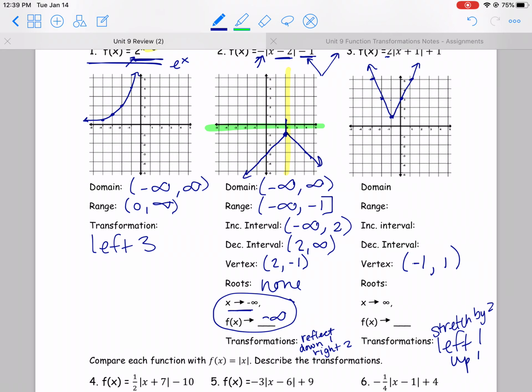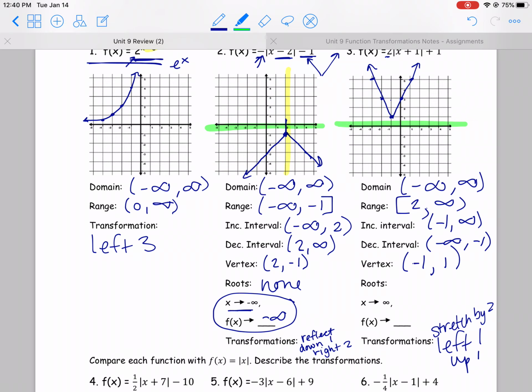Okay, domain and range. This is pretty straightforward. Domain is everything again, left to right. Low to high, nothing starts until right there. So the range is from 2 to infinity. It's increasing from -1 to the right. So we're going to say increasing from -1 to infinity and decreasing from negative infinity to -1.